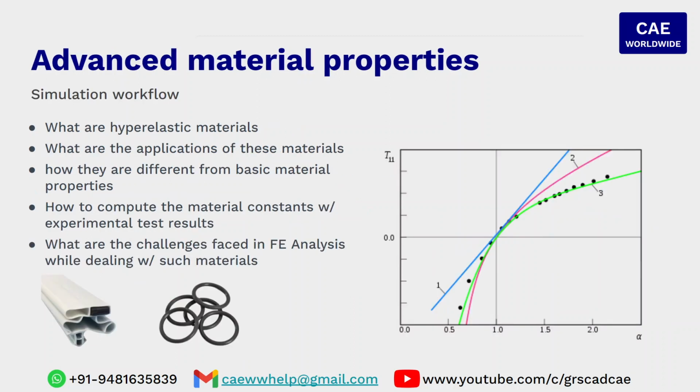Then we understand the advanced material properties. These are materials that have a very different behavior than elastic materials, for example, hyperelastic material. You might have come across objects like O-rings, which are used in sealing applications, and for isolation applications, like the gasket used in refrigerator door frames. So how are they different from the basic material properties, how to compute a material constant from the experimental results, and what are the general challenges that we face in finite element analysis when we are dealing with such advanced materials, we are going to discuss.